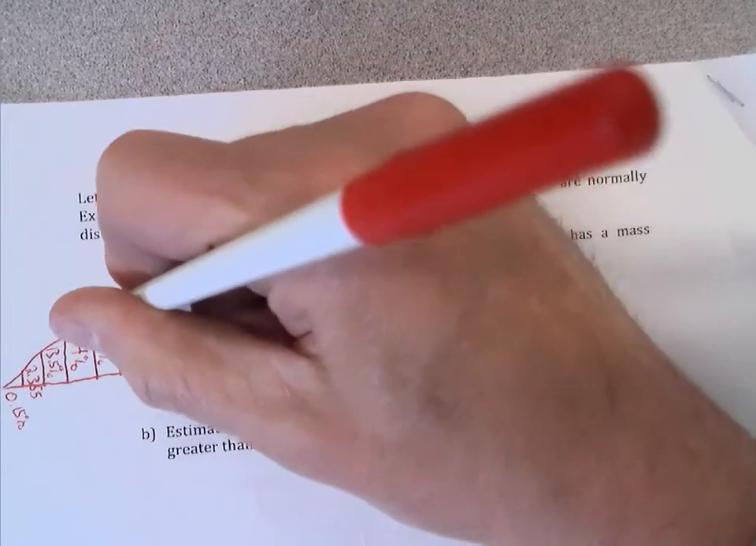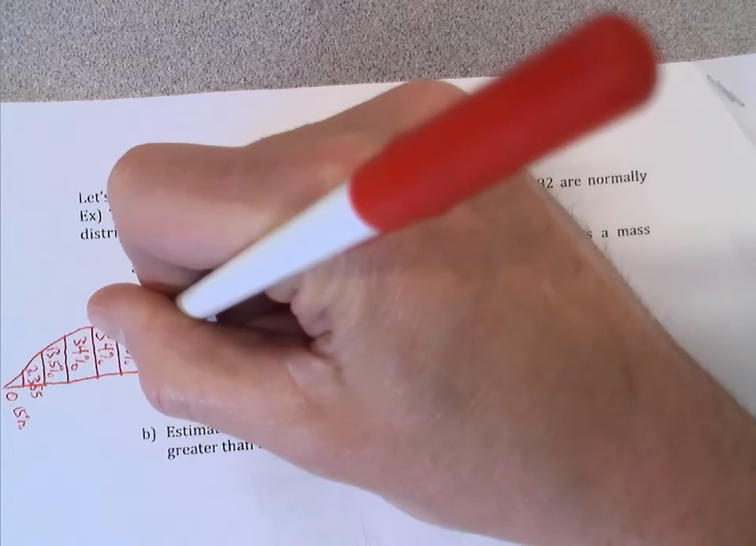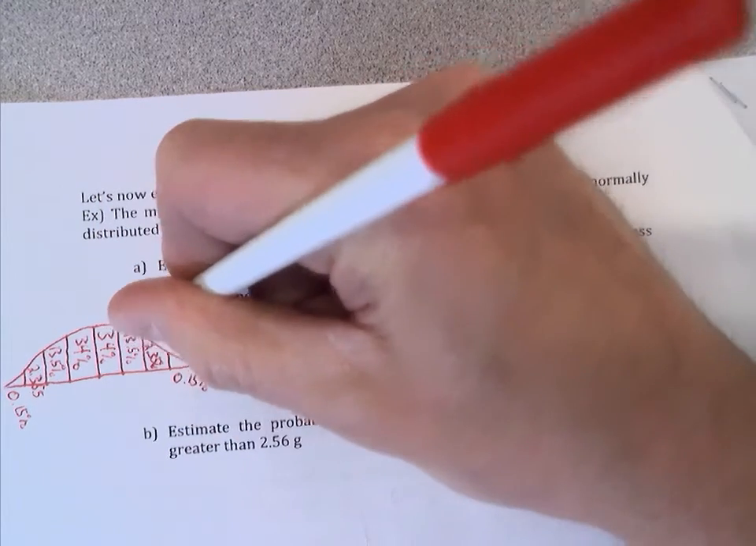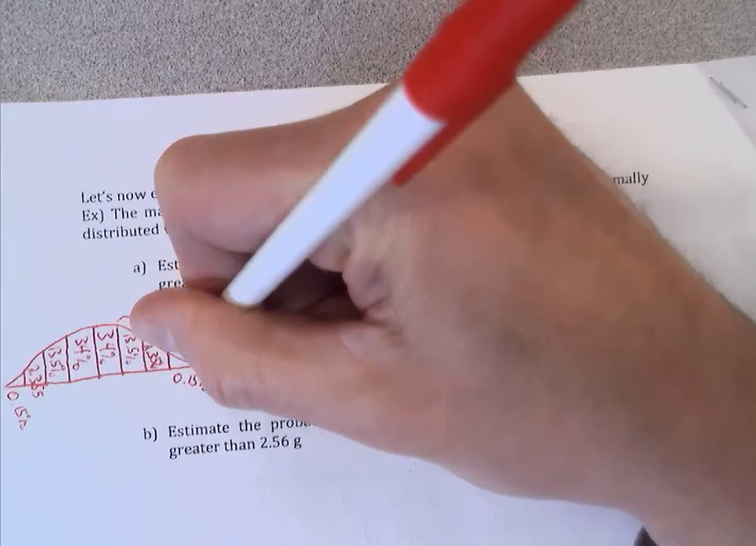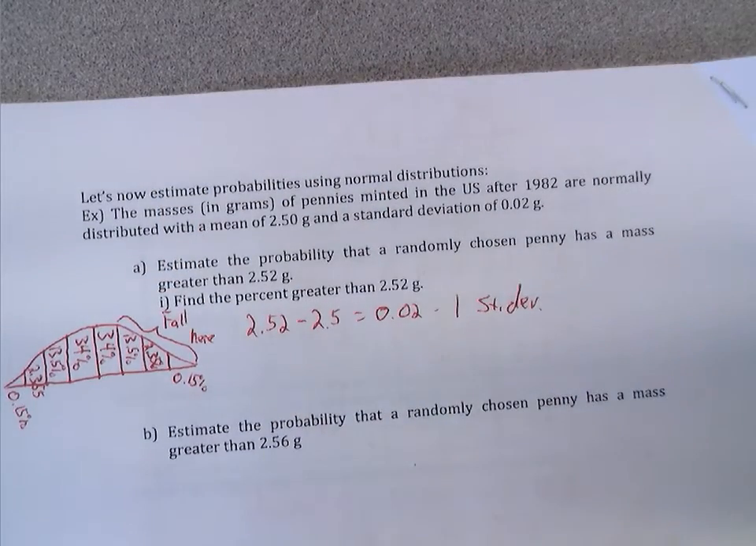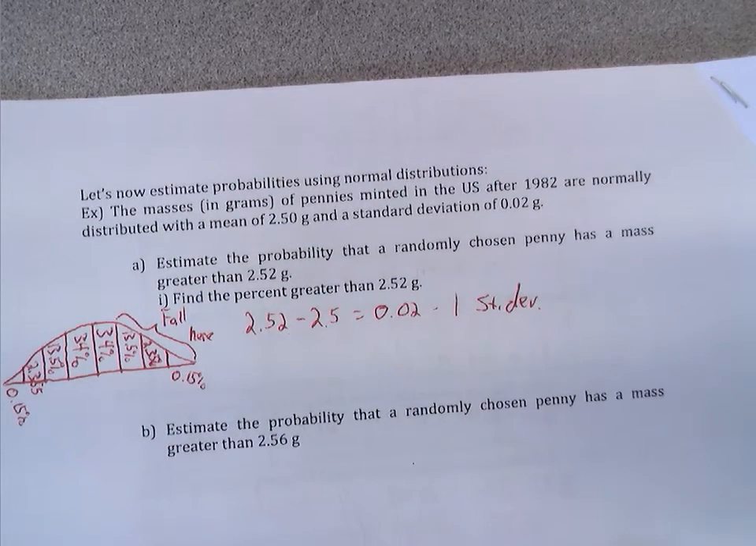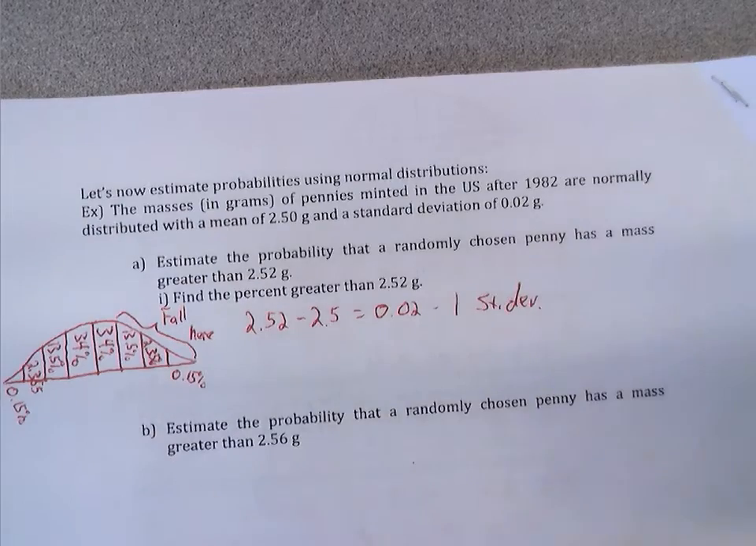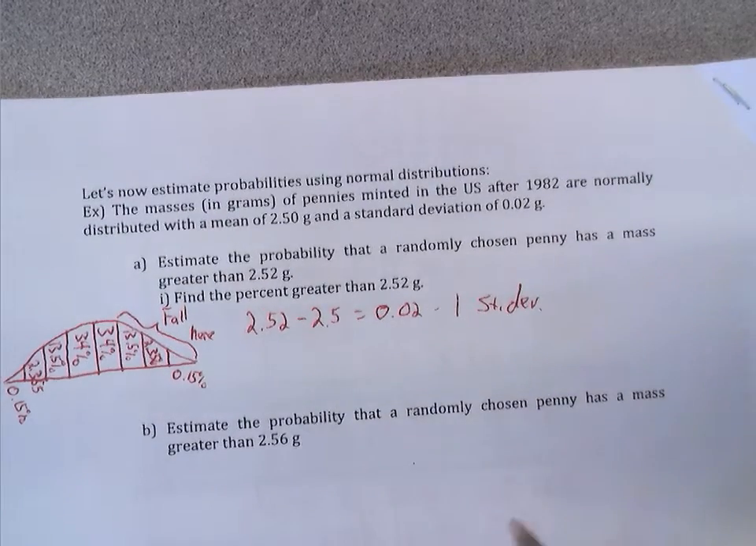So we're looking at all of the values that fall right here. Very, very simple. So now all we have to do is take those percentage amounts and add them together. And that's the probability of a penny actually weighing more than 2.52 grams.